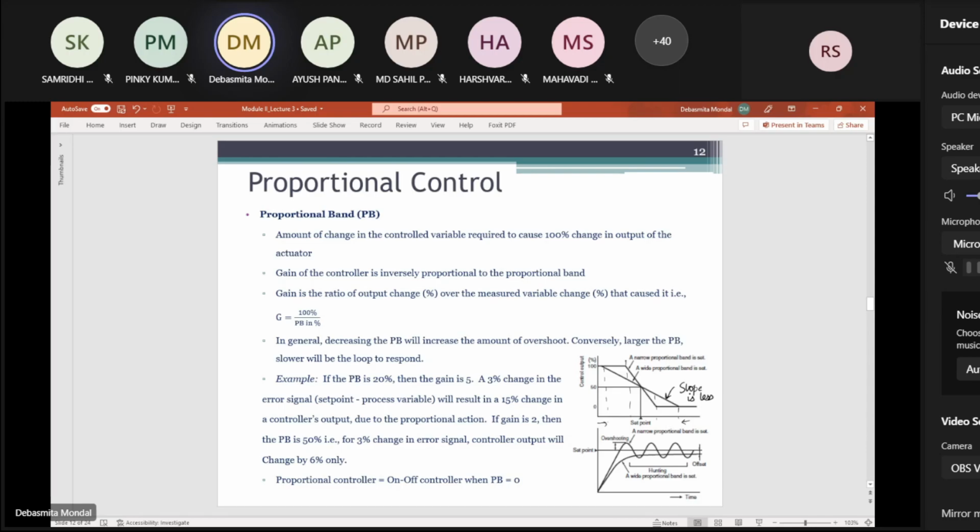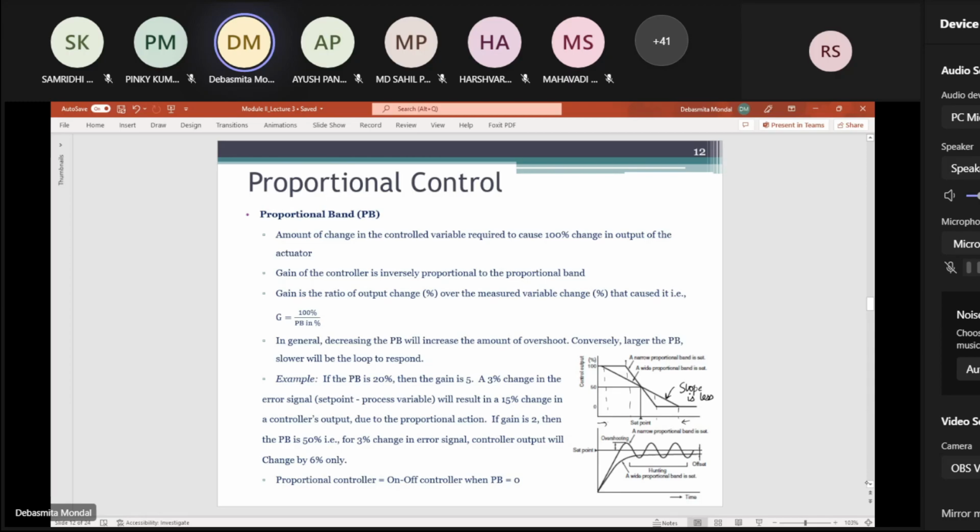But if you have a larger value of this proportional band, then obviously the control action will be very slow. It will slowly keep on increasing until it reaches the set point. There won't be any overshoot, but the system will be slower. So this is again the trade-off between a higher gain proportional action and a lower gain proportional action.